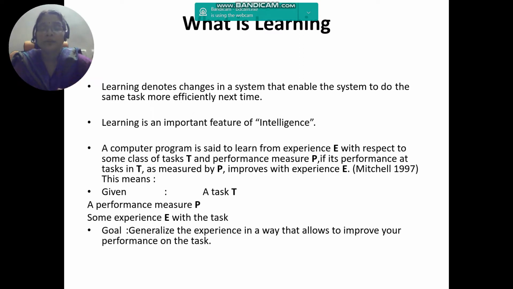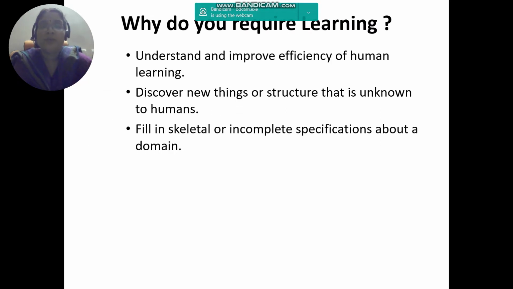Next, why do we require learning? What is the purpose of learning? First, understand and improve the efficiency of human learning: how humans acquire knowledge from the real world and how they store their knowledge. Second, discover new things or structures that are unknown to humans. Learning allows you to make machines identify patterns and structures which are new to humans. That is also one of the advantages of learning, one of the needs of learning.